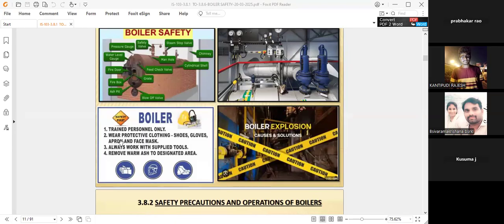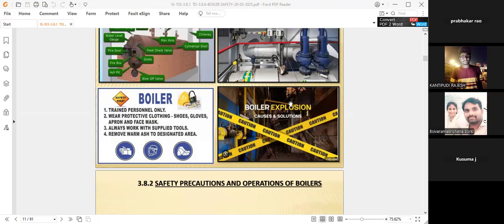Only trained persons should wear protective clothing, shoes, gloves, apron, and face mask. Always work with supplied tools. Remove warm ash to the designated area, where the ash collected from the ESPs and bag filters is to be disposed of. You have to see that it is given to the contractors for brick preparation and all. And for the cause of an explosion, these are the things to be taken care of, and no other person should enter.